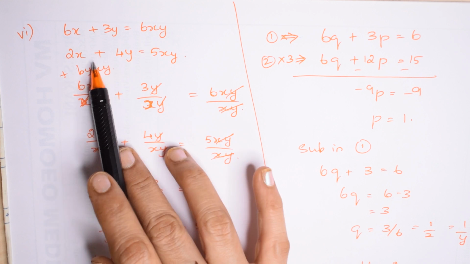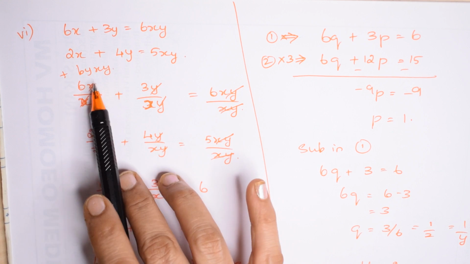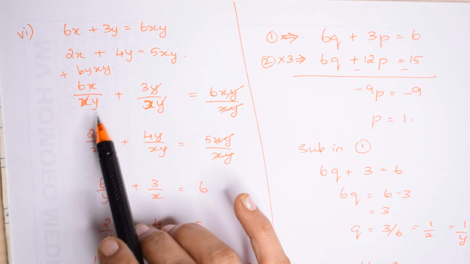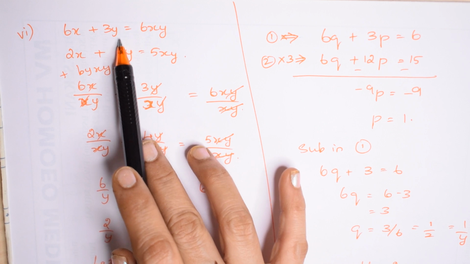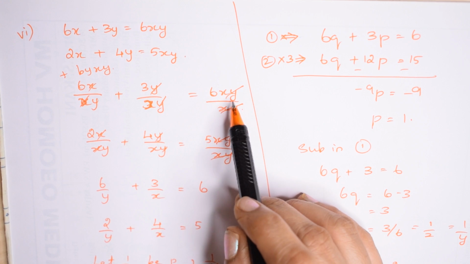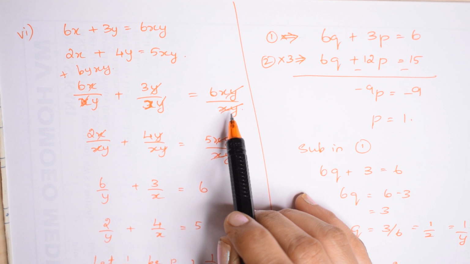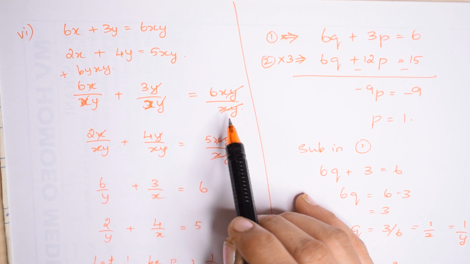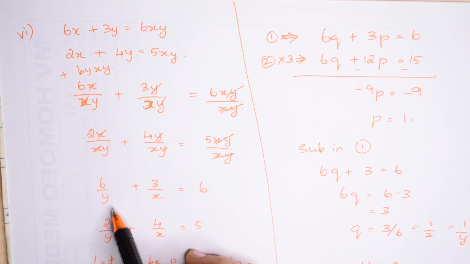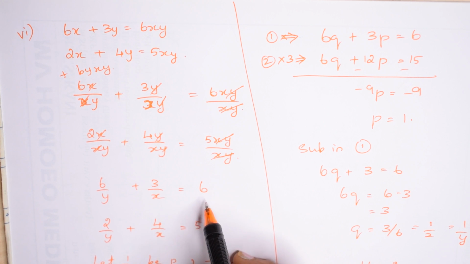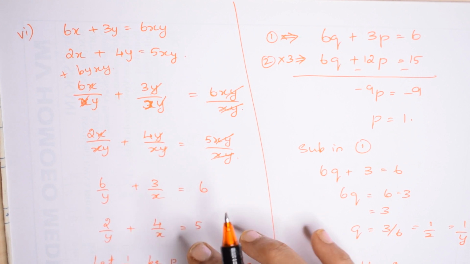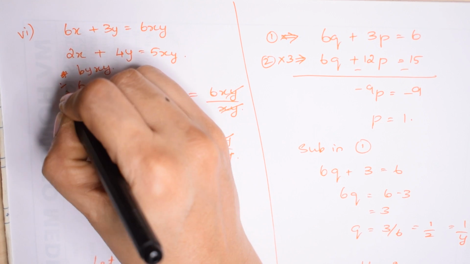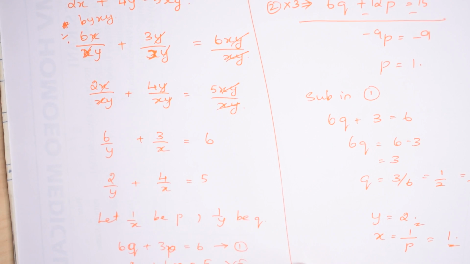I am bringing this xy to all the terms. I am dividing the whole equation with xy. So when I divide it, this x term gets cancelled, here the y term gets cancelled and here both the xy terms get cancelled in the constant term. Okay. So I have the equation 6 by y plus 3 by x is equal to 6. Here in the second equation again 2 by y plus 4 by x is equal to 5. Here that is dividing by xy.